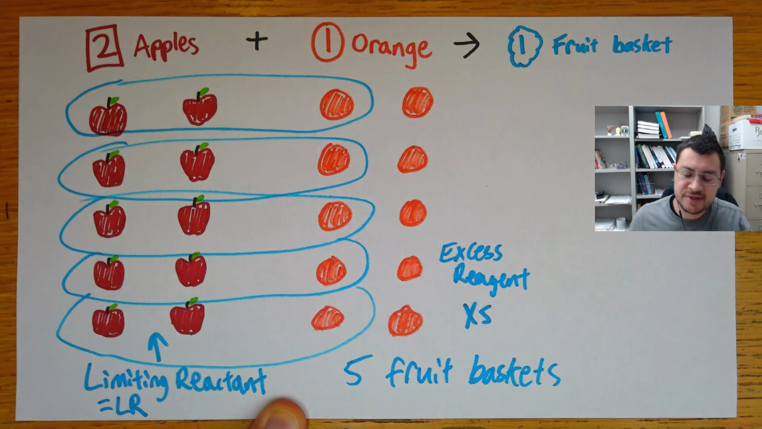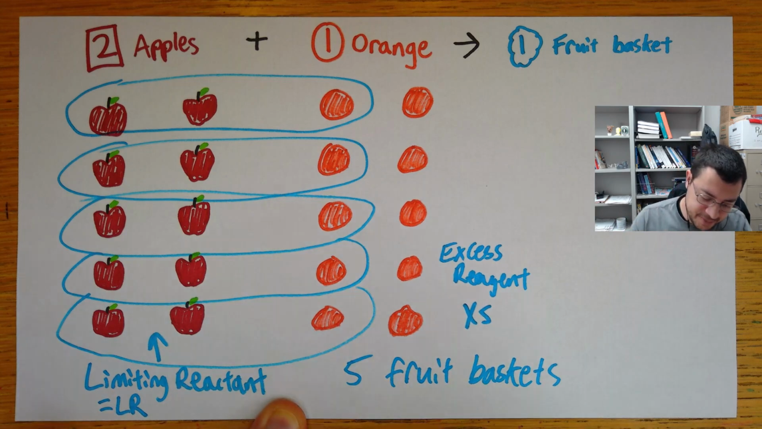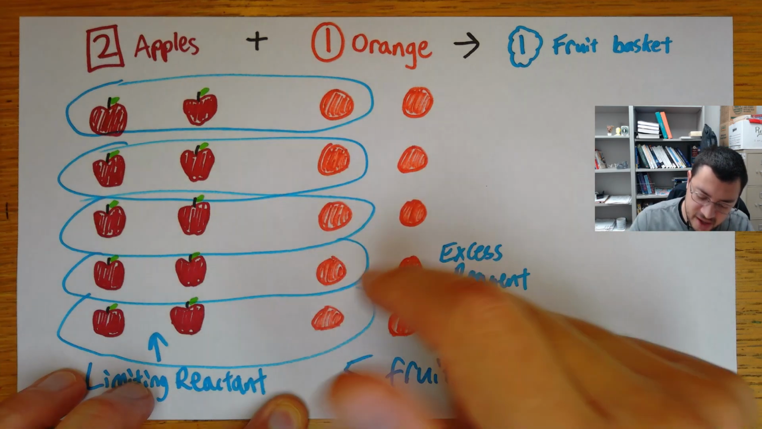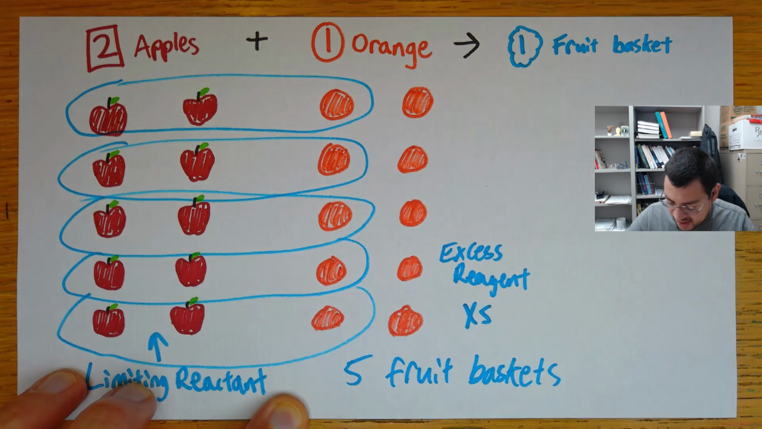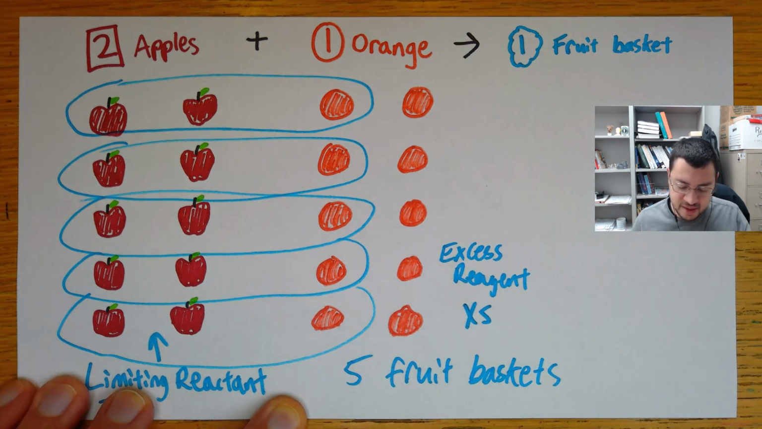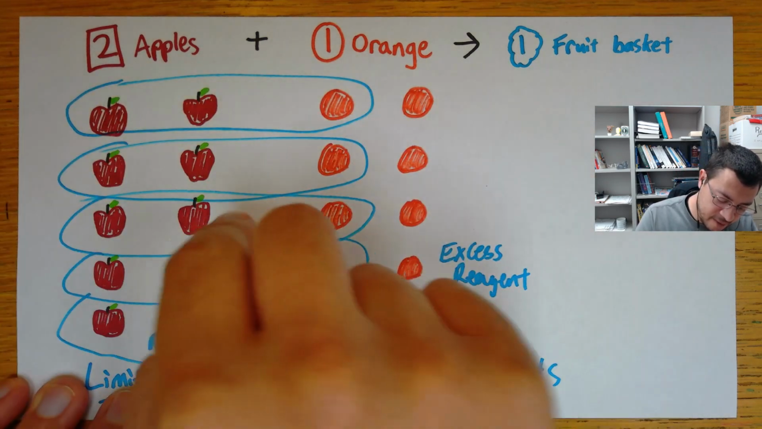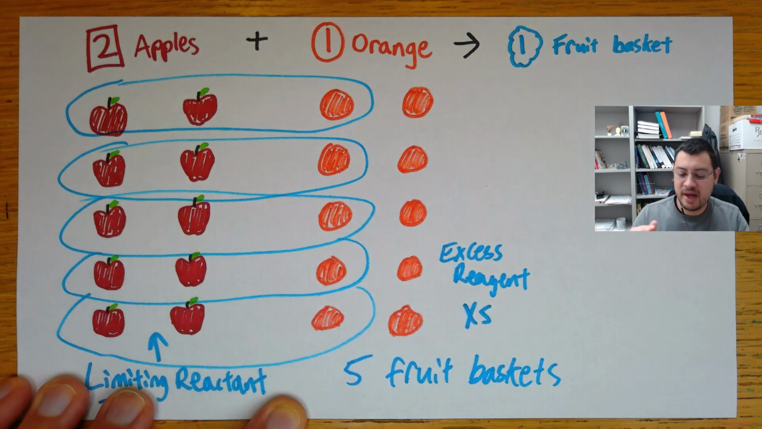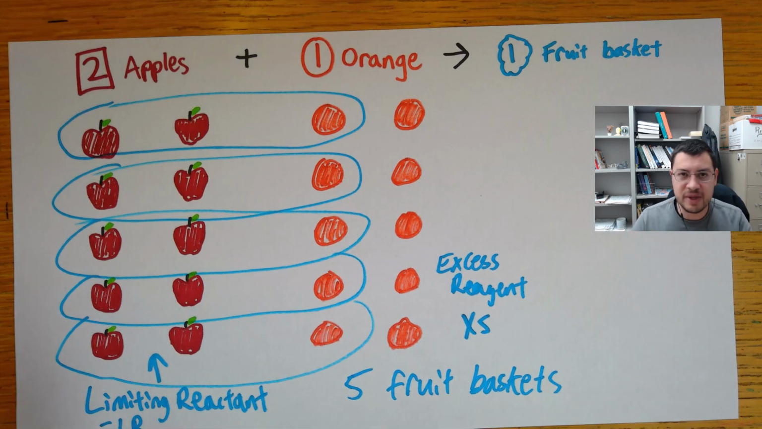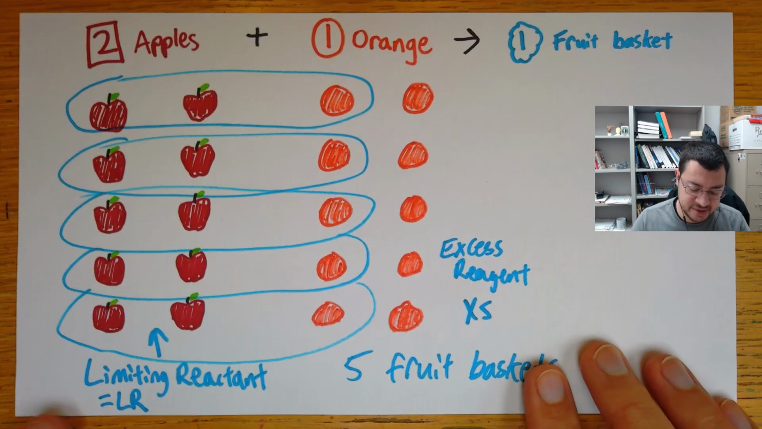If you are asked to make fruit baskets for a party and you are told each basket needs 2 apples and 1 orange, I don't care if there's any leftovers, just follow that recipe. A question we could ask is how many fruit baskets would you make? So 2 apples, 1 orange per basket, we would get 5 baskets, right? And once we run out of something, it's over. We can't make any more baskets.